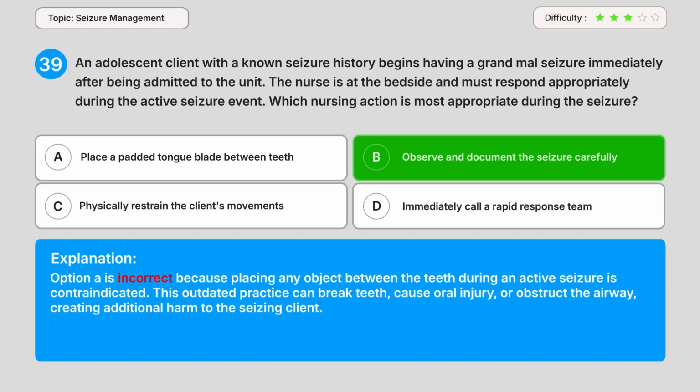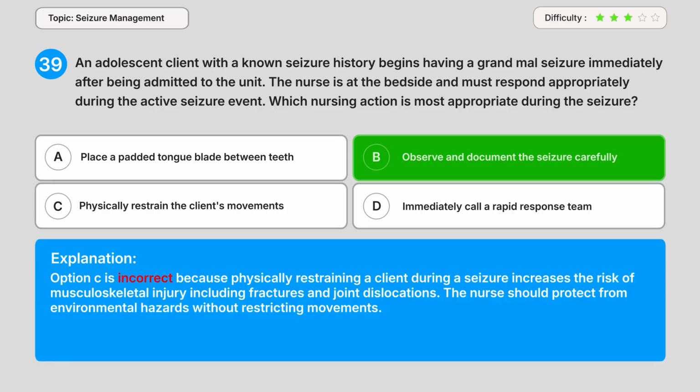Option A is incorrect because placing any object between the teeth during an active seizure is contraindicated. This outdated practice can break teeth, cause oral injury, or obstruct the airway, creating additional harm to the seizing client.